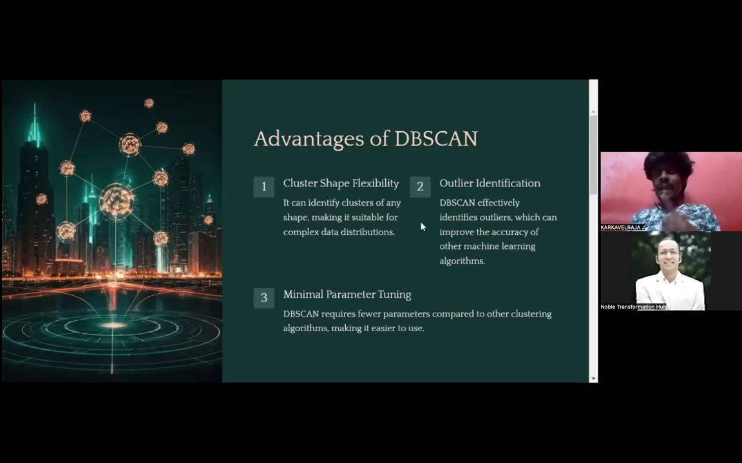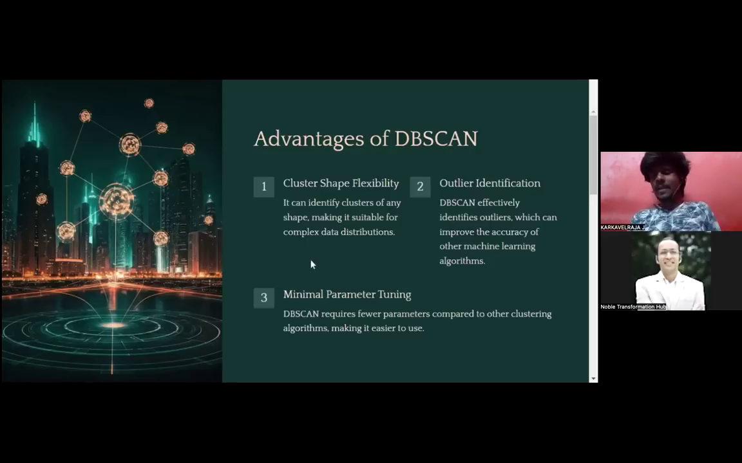Then outlier identification. It's one of the finest methods to find outliers in a dataset. DBSCAN effectively identifies outliers, which can improve the accuracy of other machine learning algorithms. Once you remove the outliers using DBSCAN, the dataset becomes pure. So now you can apply any kind of algorithm, like classification, regression, dimensionality reduction, forecasting, anything you need. DBSCAN acts as a layer where you can remove the outliers.